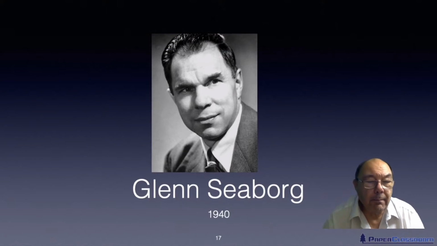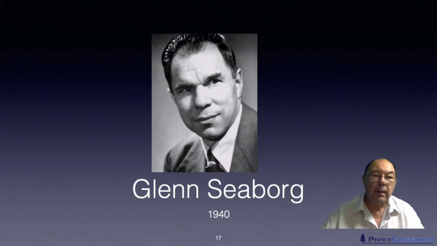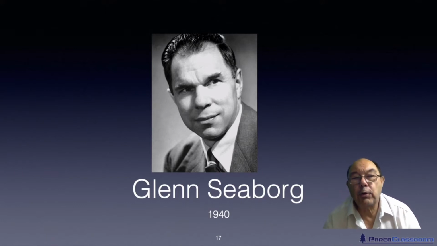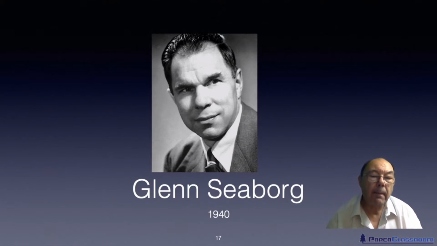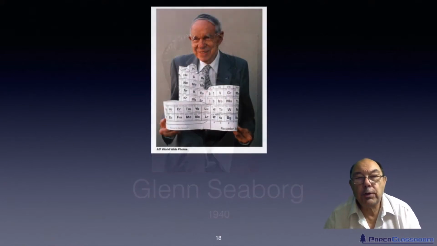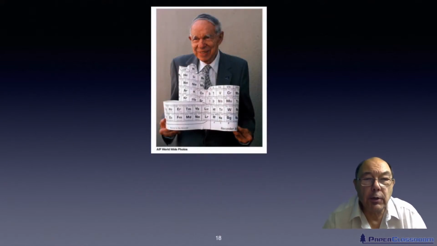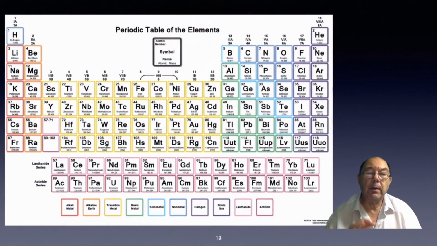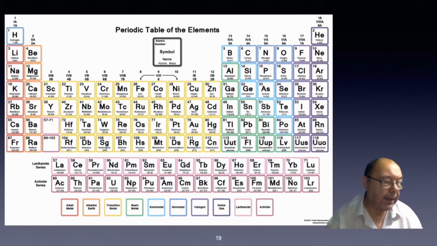The last modification that was made to the periodic table was done by Glenn Seaborg, a Nobel Prize winner in 1951. He discovered plutonium, and he also discovered several other transuranic elements. And he made one final change to the periodic table. Here he is as an old man with a cut-out version of his periodic table. And it was because of him that we got the shape that we've got today.